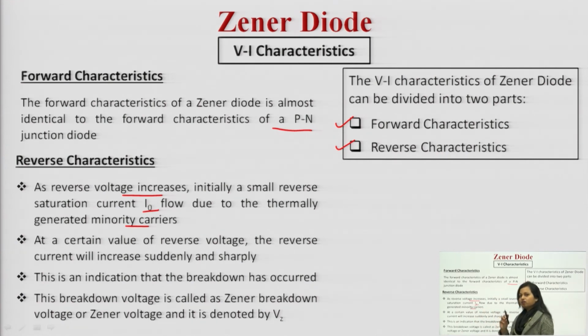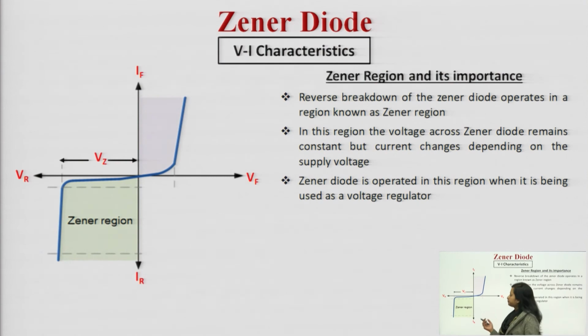But at a certain voltage, if you keep increasing the reverse voltage, then at a certain voltage the reverse current increases suddenly and very sharply, and this is the indication of the breakdown. This particular breakdown voltage is known as the Zener breakdown voltage, and commonly it is denoted by Vz. So, this is how you can explain the VI characteristics in two biases, the forward characteristic and the reverse characteristic. Now, let us draw how it looks.